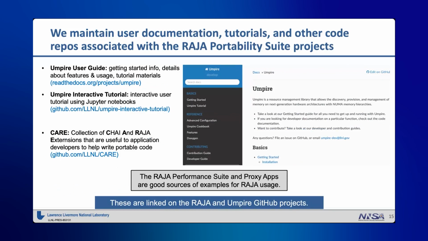And lastly, there's what we call CARE. So this is a collection of Chai and Raja extensions, and this is a repository that builds on Raja and Chai to offer common algorithms or computing patterns and encapsulates them all in one place so different code teams can use them.